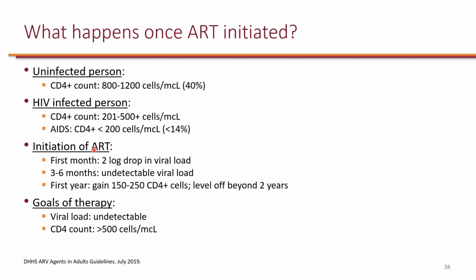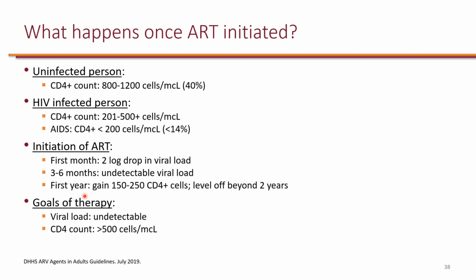Now, once we initiate ART in the first month, so within 30 days, you should expect a 2-log drop in viral load. And of course, every log is you basically drop a zero. So if the viral load is 100,000, a 2-log drop would be you just take 2 zeros out, so it would be 1,000. So you would expect the patient to go from 100,000 to 1,000 within the first month. And then at 3 to 6 months, you should have an undetectable viral load because the ARTs that we currently have on the market are highly effective.